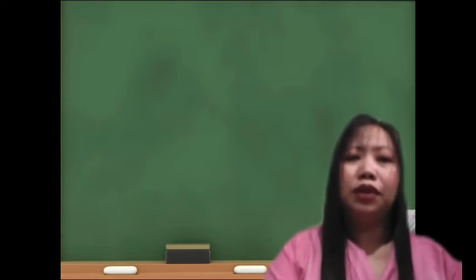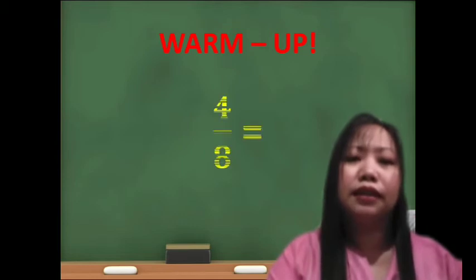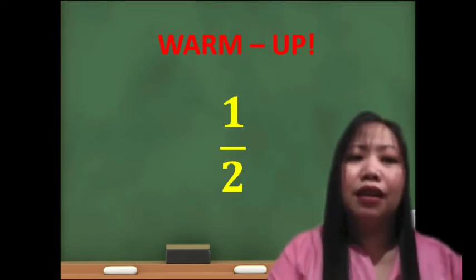Before we go to our lesson, let us have a warm-up first. Let us simplify the following. So what is the simplest form of 4 over 8? If your answer is 1/2, you're correct.